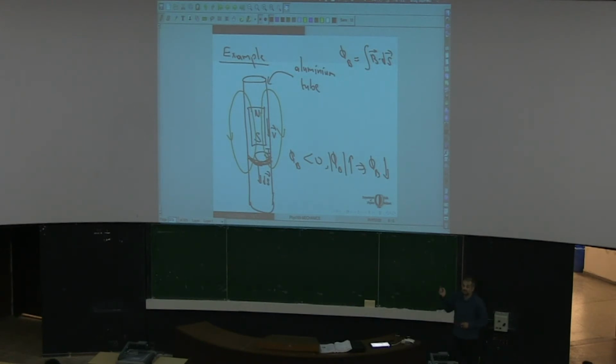So the flux is decreasing. So what will be the direction of the EMF? Or let's put it in this way: d phi B by dt is less than 0, so EMF is positive. So that is the direction of the current. The current will be running in this sense.